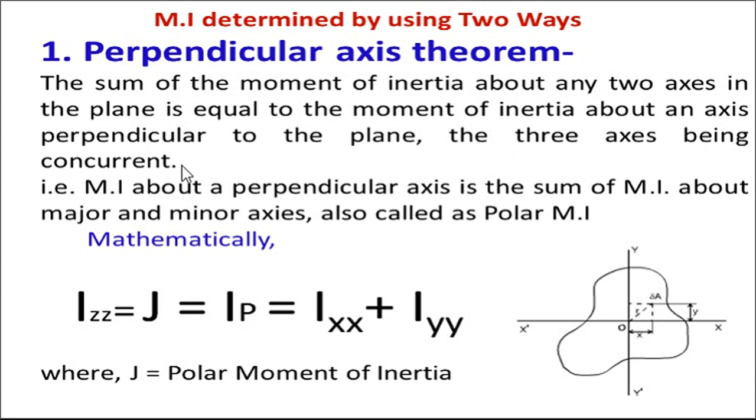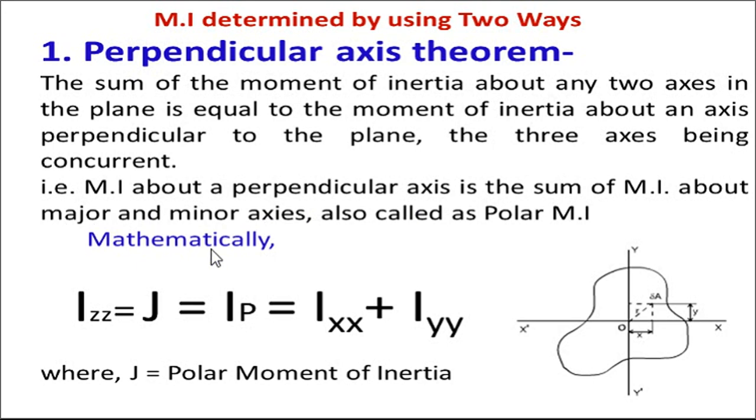Three axes being concurrent means what? They should pass through one point. So at that time, MI about the perpendicular axis is the sum of MI about the major and minor axes. Major and minor means what? Normally the x axis is called the major axis and the y axis is called the minor axis. So moment of inertia about the z axis is nothing but the moment of inertia about the x axis plus the y axis, that is, major axis plus minor axis.